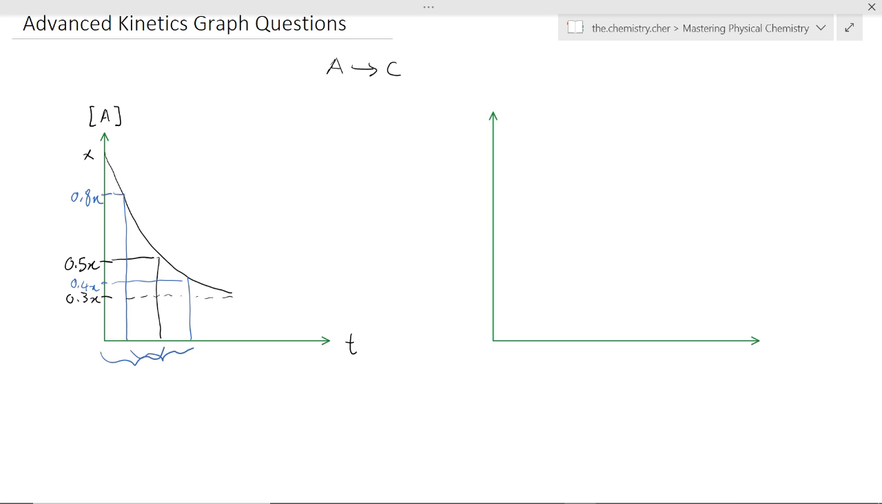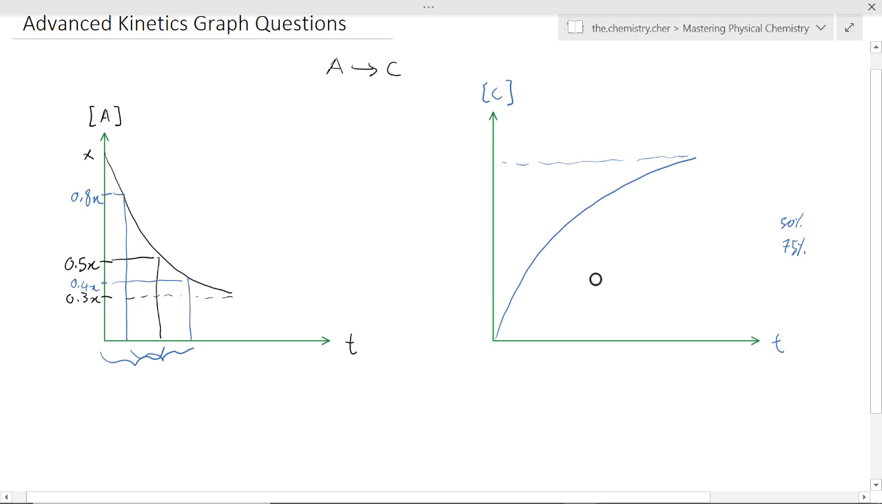On the other hand, if we were to look at a product-time graph, where this is C and this is time, and I'm not given numbers up to my magic numbers of 50% and 75%. Let's say I'm only given values up to, say, 70%. So this is 0.7x. How do we go about answering this question? First and foremost, we can look for the first magic number, 0.5, which is this number here. 0.5x here is our 50% mark.